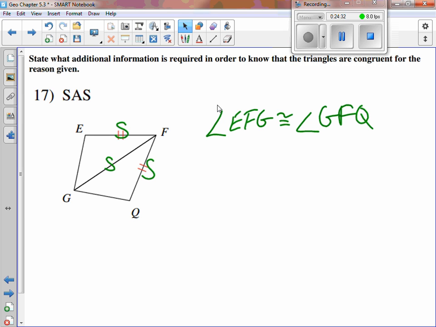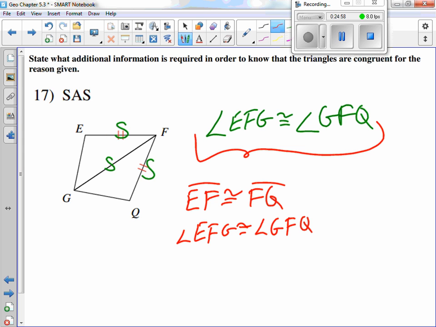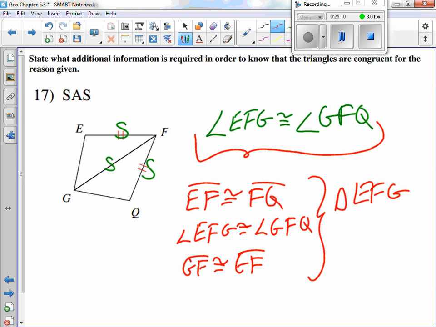Which again, this might seem silly for that there, but really the reason we do a lot of this notation is pretty much to be able to say EF is congruent to FQ. Angle EFG is congruent to angle GFQ. And GF is congruent to GF. Therefore, triangle EFG is congruent to triangle QFG. Because we can agree this is pretty much what it's saying, yes? Because I have side angle side, the two triangles are congruent, yes?